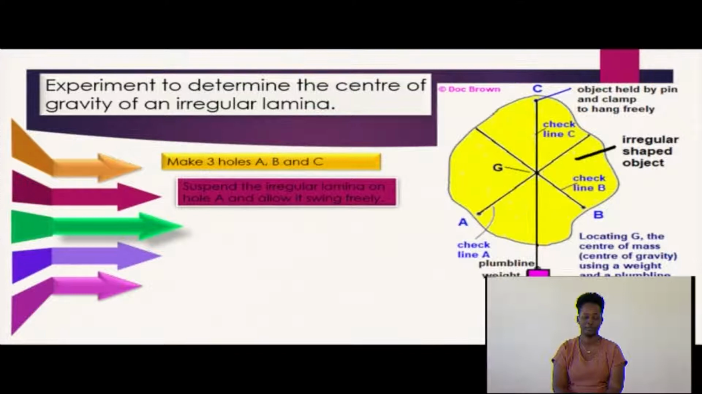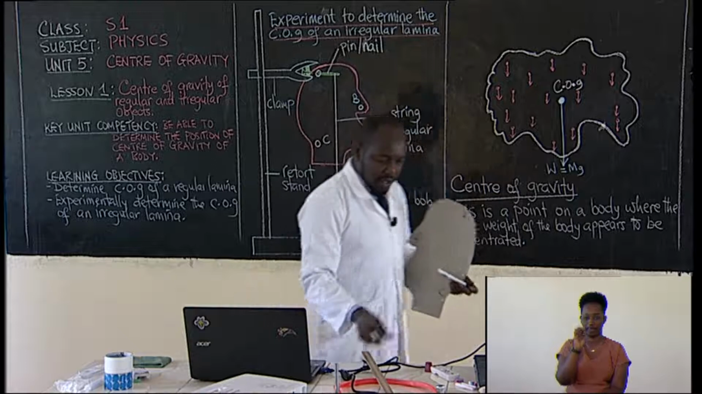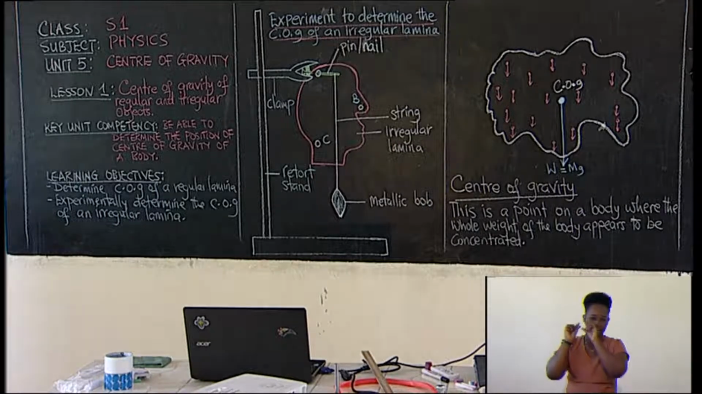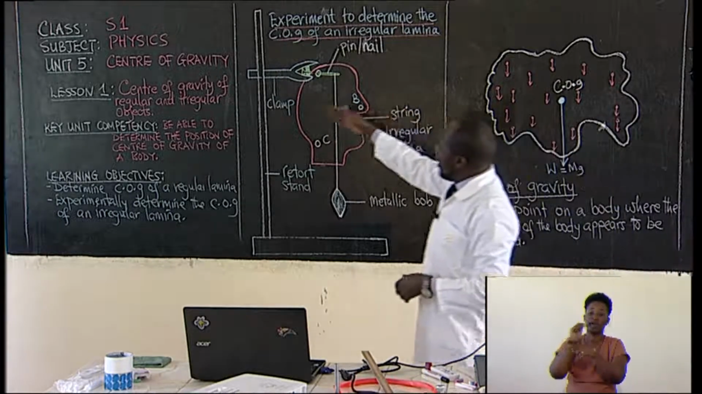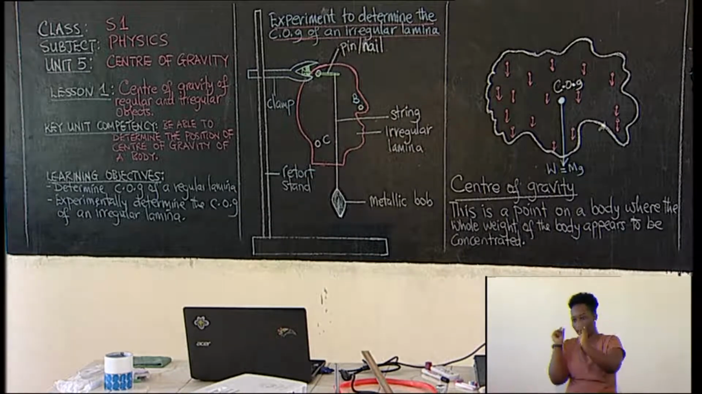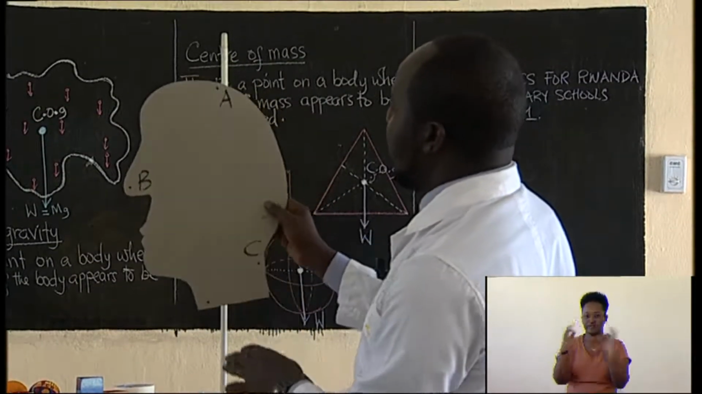Suspend the regular lamina on hole A and allow it to swing freely. So we are going to suspend and allow it to swing freely. Again, you are going to join me here to suspend. I'm going to suspend it here. I push the hole on the pin. You see, this is the pin. In our diagram, we are talking about a nail. Then the retort stand and the clamp, everything is right here. So I'm going to suspend it and allow it to swing freely. Let me put the other side where we have put A, B, and C.